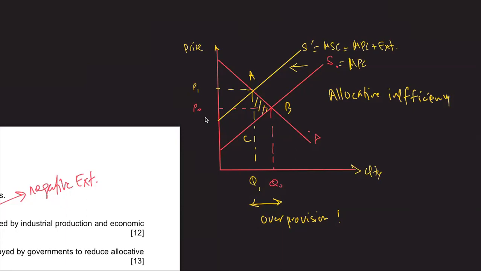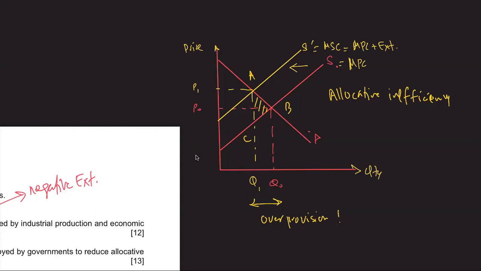Okay, so you talk about allocative efficiency, negative externality, the divergence between social costs and private costs, and so on. Now, the B part is: using a diagram, discuss whether the policies employed by the government to reduce allocative inefficiency are always effective.